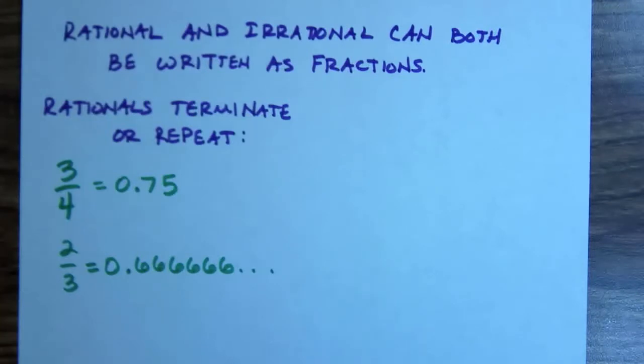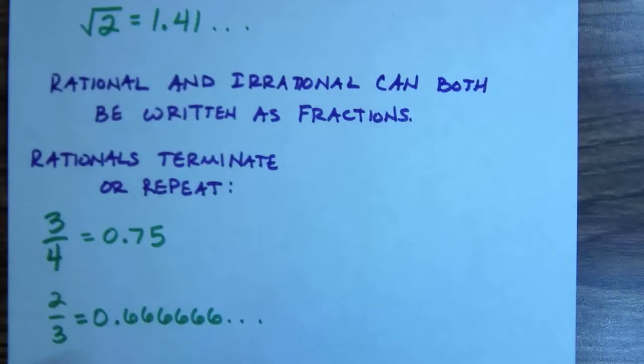Irrational numbers don't do that. Pi is a decimal that goes on forever and does not repeat ever, and it doesn't terminate. Same thing with the square root of 2. The square root of 2 does not repeat and it does not terminate. That's irrational. So rationals, when you divide them out and get a decimal, they either terminate or they have a pattern. They repeat.